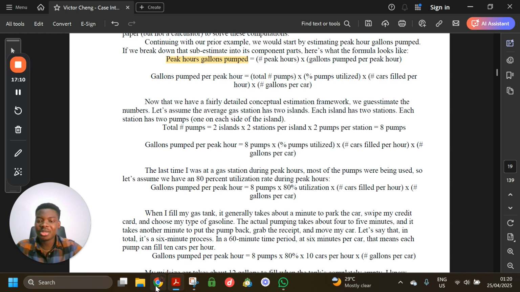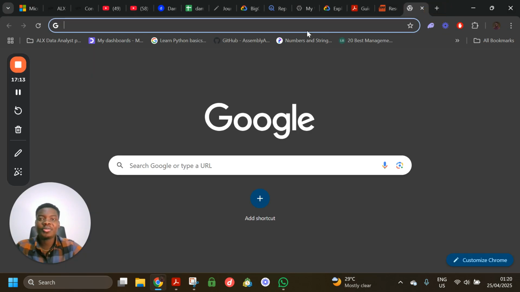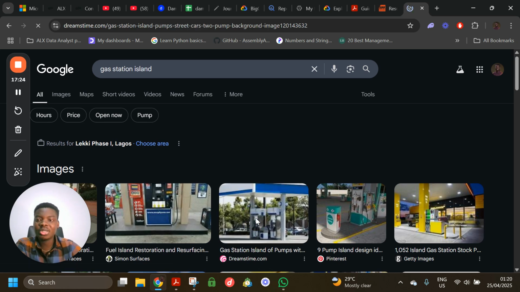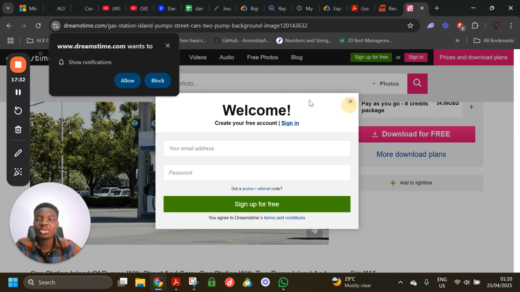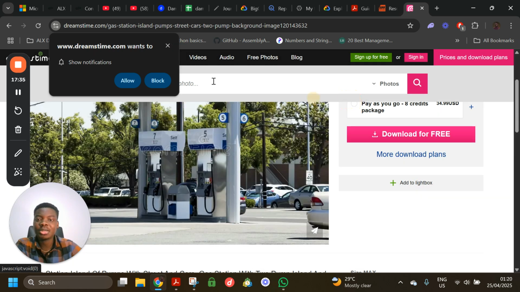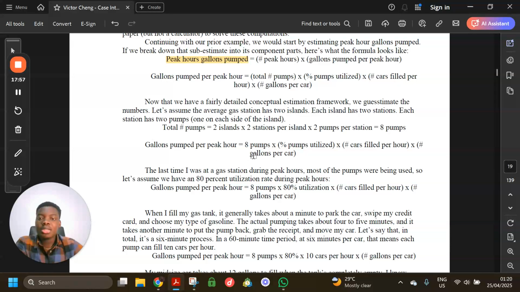Now, just for good measure, I had to understand what a gas station island is. So let me show you what that could be. A gas station island would be something like this. So here's the island for the gas station. As you can see, it has 2 pumps in the island and also 2 stations around it and 2 pumps per station. So 2 pumps on the left side and also on the right side. So that gives us 8 pumps per station.